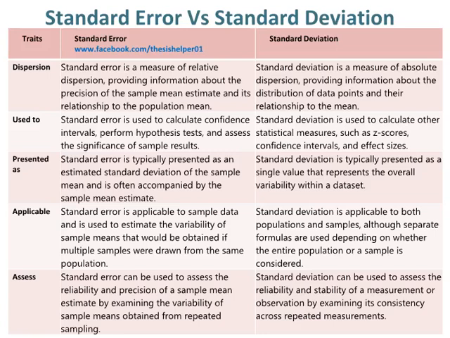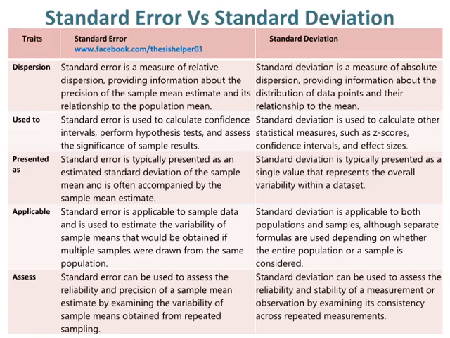Standard error is typically presented as an estimated standard deviation of the sample mean and is often accompanied by the sample mean estimate. Whereas, standard deviation is typically presented as a single value that represents the overall variability within a dataset. Standard error is applicable to sample data and is used to estimate the variability of sample means that would be obtained if multiple samples were drawn from the same population.